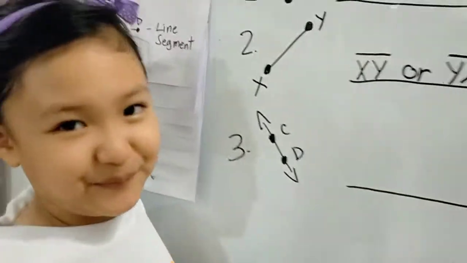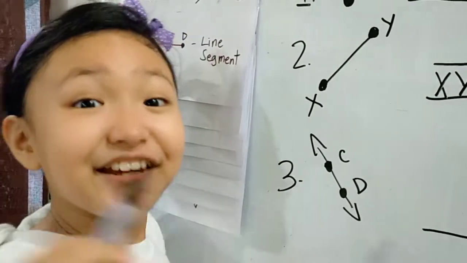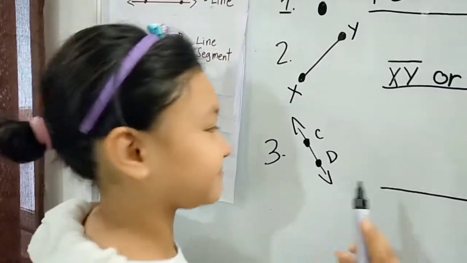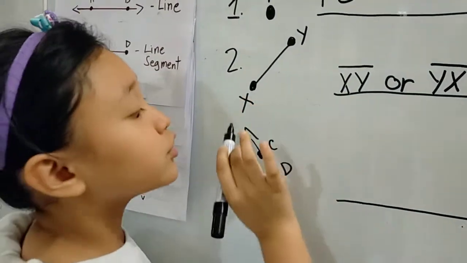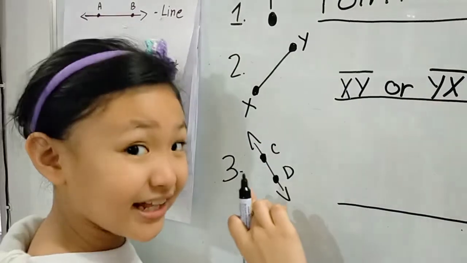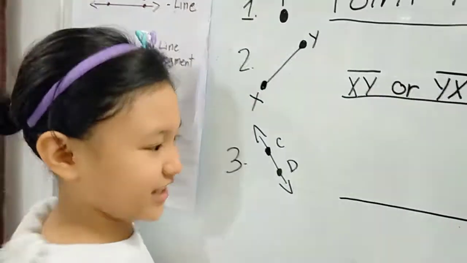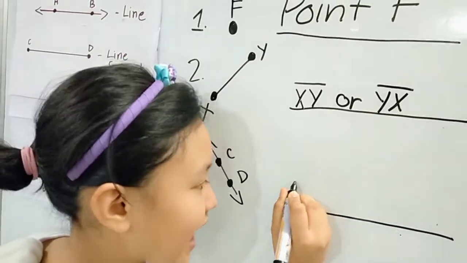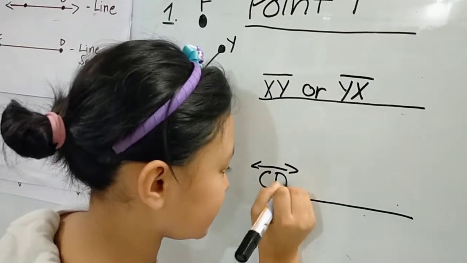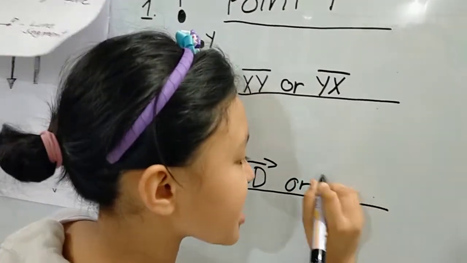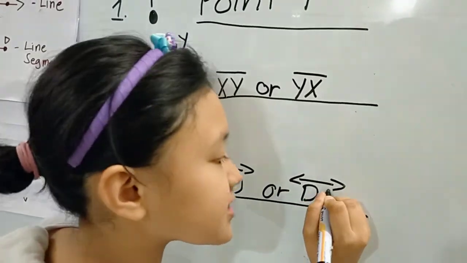Number 3. What is this? You're right, it's a line. Because it has 2 arrows on both ends. That means it can extend in both directions. We are going to write it as line CD or line DC.